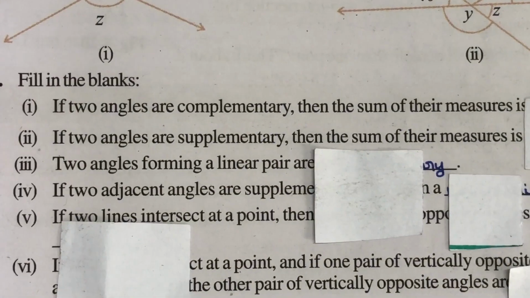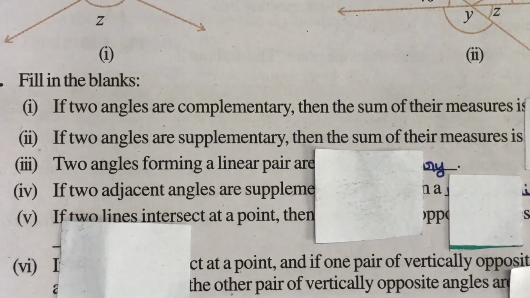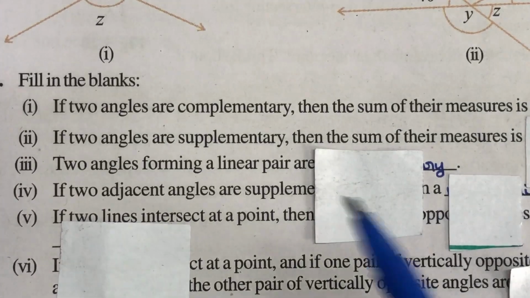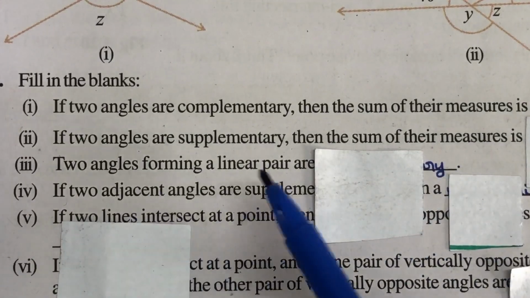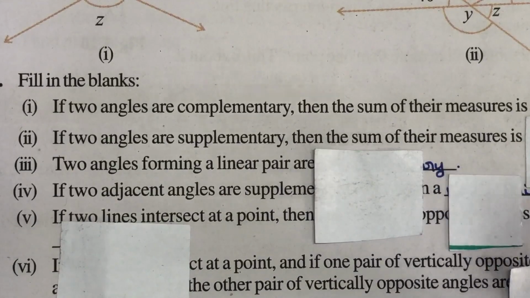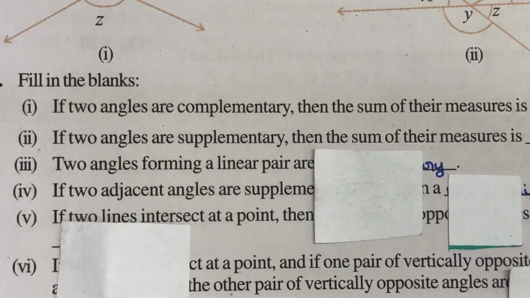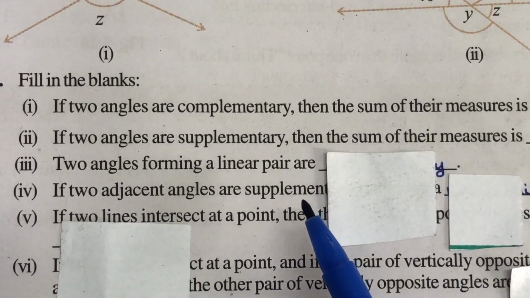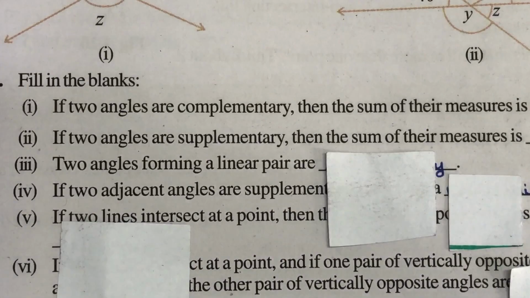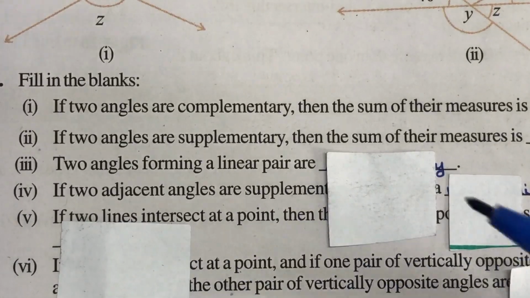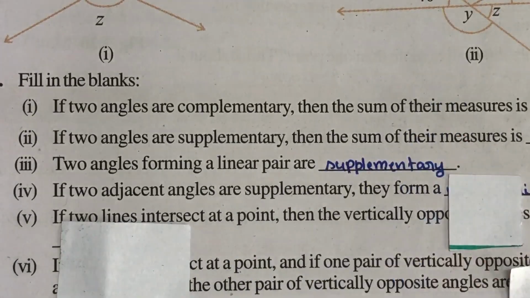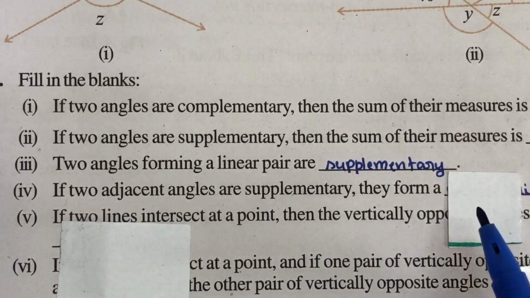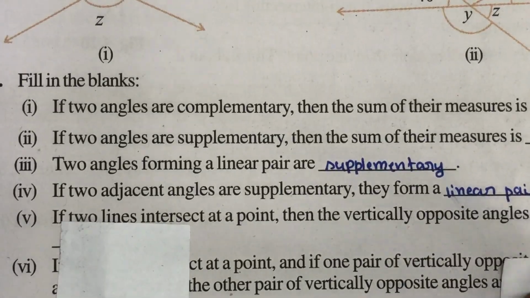Fill in the blanks. If two angles are complementary, then the sum of their measures is 90 degree, right? If two angles are supplementary, then the sum of their measures is, of course, 180 degree. Now, two angles form a linear pair or supplementary. Linear pair means supplementary only. If the addition of two angles in a linear pair gives you supplementary. If two adjacent angles are supplementary, they form a linear pair.